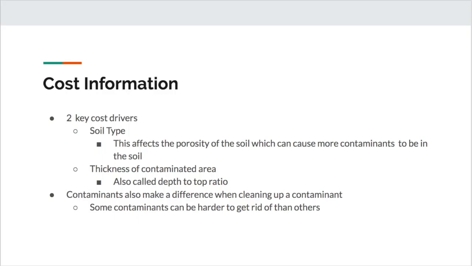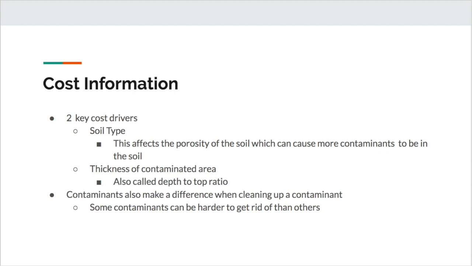Okay, so the next section that we have is the cost and availability section. For cost information, there are two key cost drivers. The first is soil type, and the second is thickness of the contaminated area.